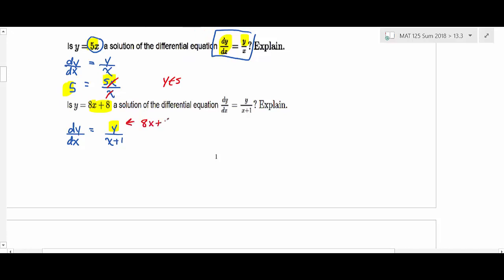I'm going to leave the x plus 1 alone, though. Okay, the derivative of this function, the derivative of 8x plus 8, is what? That's 8, okay? So let's plug that in and see what we get.